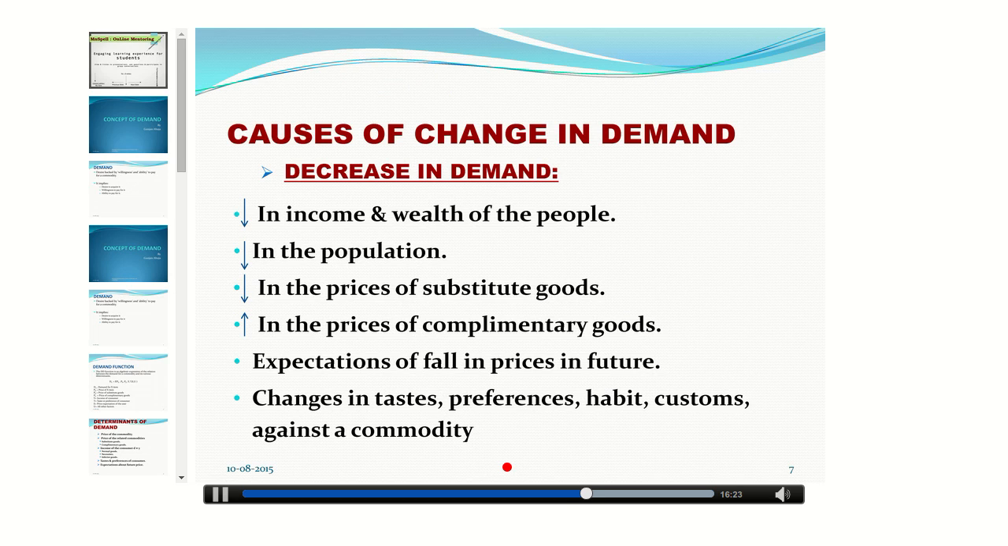Now, if we talk about the decrease in the demand: if the income and the wealth of the people are low, then there is a decrease in the demand, as if a person does not have money to buy clothes, then the demand will be less. If the population is low, demand for the product will be low. Again, if the prices of the substitute goods are low, then the demand will be low. And if the prices of the complementary goods are high, the demand will decrease.